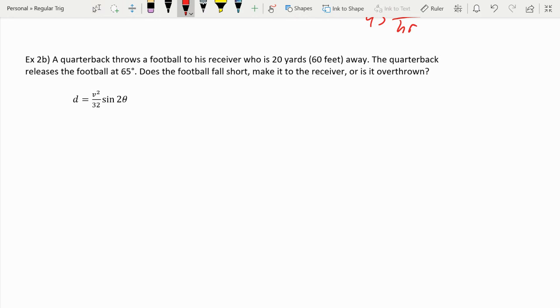Last one. A quarterback throws a football to his receiver who is 20 yards away. 20 yards, or 60 feet, because remember, all our answers are going to be in feet and seconds.